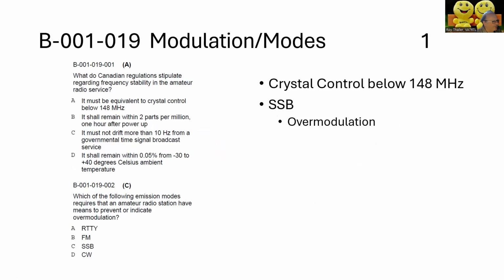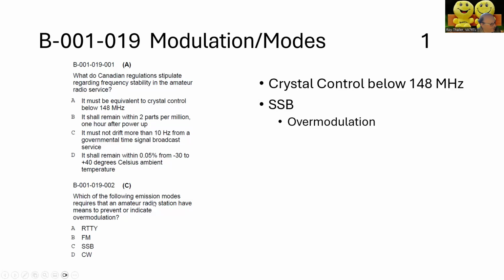So now we get into modulation modes. What do Canadian regulations stipulate regarding frequency stability in amateur radio service? So the answer here is it must be equivalent to crystal control below 148 megahertz. So they want something that is quite stable, and it's related to crystal control.